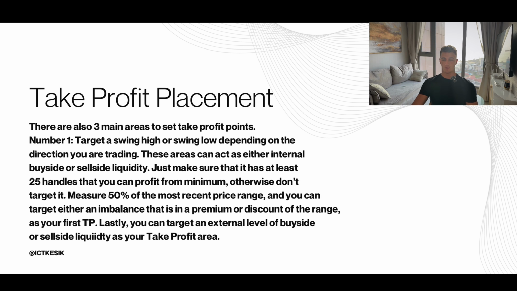Number 2, measure 50% of the most recent price range. You can get a fib on your chart, go from swing low to swing high, and it'll give you 50% of that recent price range. You can target even in a balance that is at a premium or at a discount of that range. This could be your first TP, or it could be your full TP, totally up to you. But usually this is a good area to take some partials off.